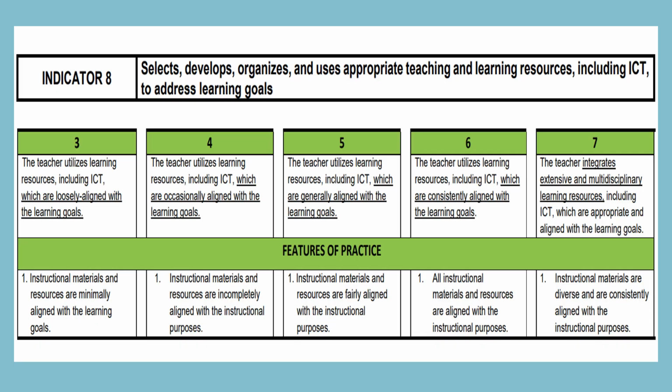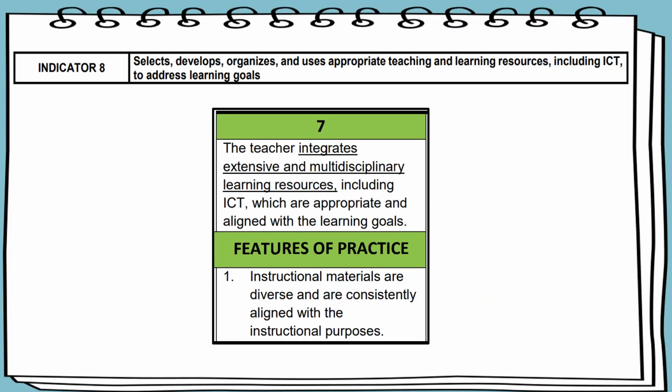Indicator 8 selects, develops, organizes, and uses appropriate teaching and learning resources, including ICT to address learning goals. So these are the rubrics for Indicator 8. On indicator 8, to get the highest level, the rating of 7 in COT, the teacher integrates extensive and multidisciplinary learning resources, including ICT, which are appropriate and aligned with the learning goals.